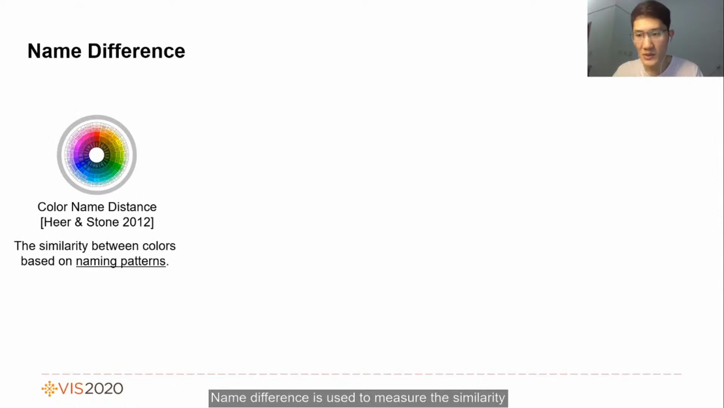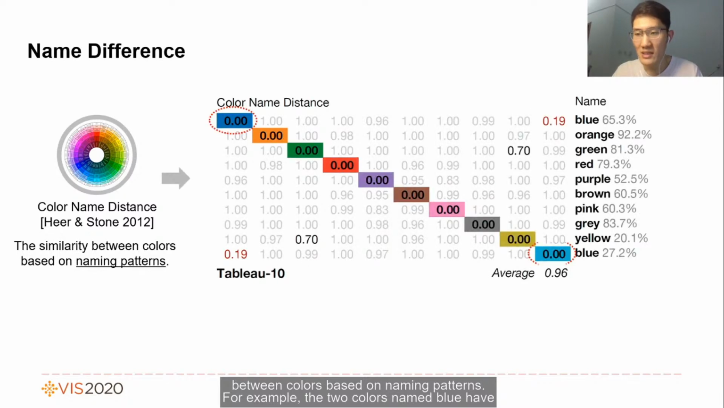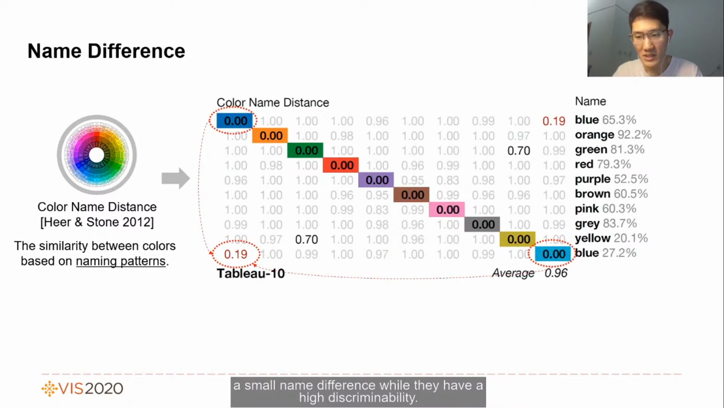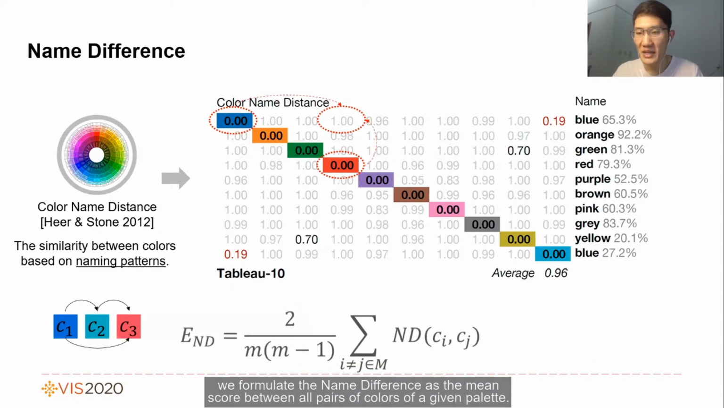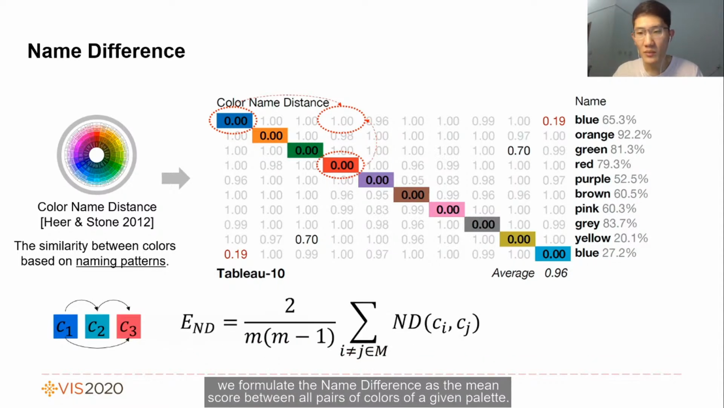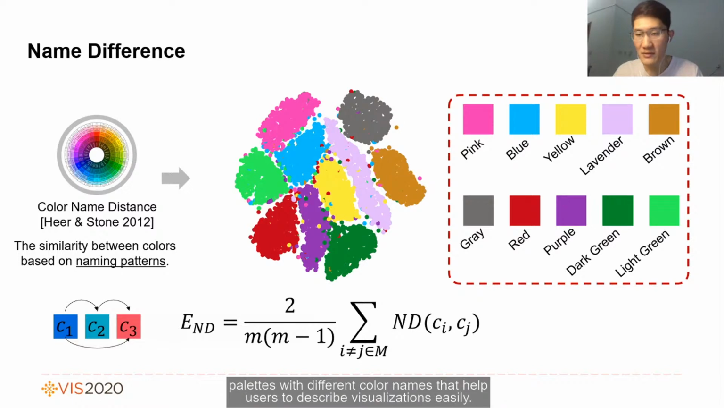Name difference is used to measure the similarity between colors based on naming patterns. For example, the two colors named blue have a small name difference, while they have a high discriminability. Different color names lead to a large score, such as red and blue. We formulate the name difference as the mean score between all pairs of colors of a given palette. Due to this color name distance, we can create palettes with different color names that help users to describe visualizations easily.